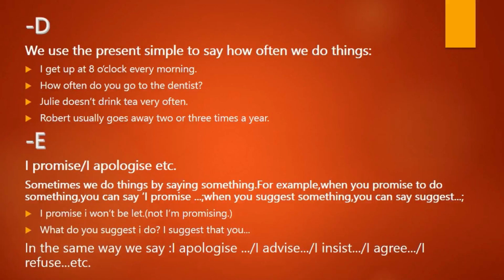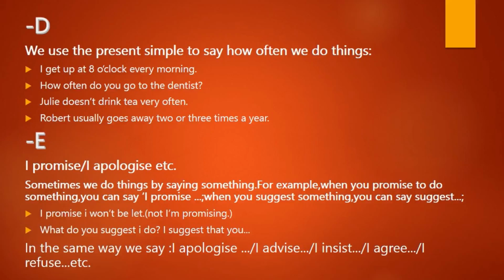We use the present simple to say how often we do things. Here are some examples to practice. First example, I get up at 8 o'clock every morning. Second example, how often do you go to the dentist? Third example, Julie doesn't drink tea very often. Fourth example, Robert usually goes away 2 or 3 months a year.